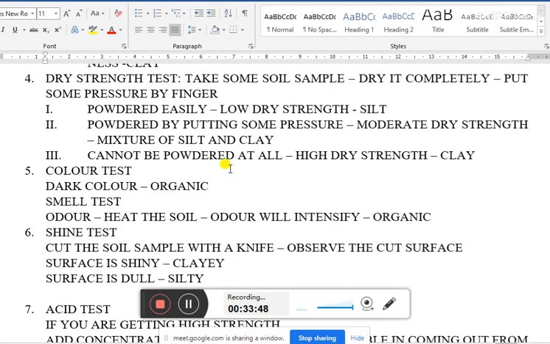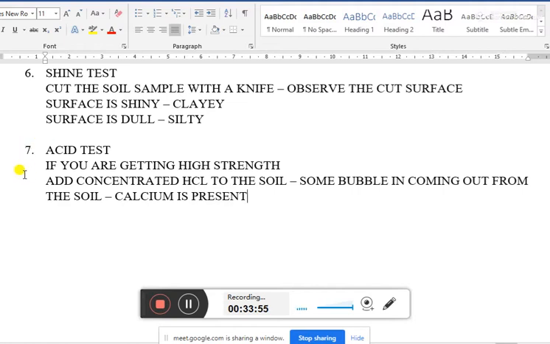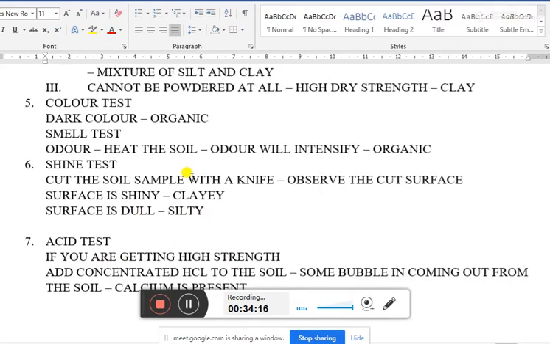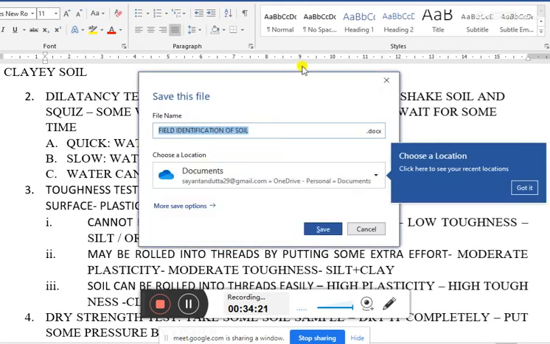Obviously, if the dry strength of the soil is very high, only then you perform this acid test. If you get bubbles after adding concentrated hydrochloric acid, then you may conclude that the soil does not consist of clay but calcium is present in the soil sample. Okay, this is all about the identification of soil in the field.